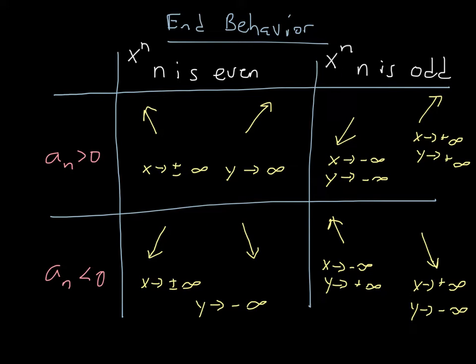And again, the exact opposite is true when a sub n is less than 0. As x goes to negative infinity, y is going to be going up to positive infinity. And as x goes off towards positive infinity, my y values are going towards negative infinity. So this is a chart that we'll be using to determine end behavior, especially once we start making graphs, sketching these polynomials.